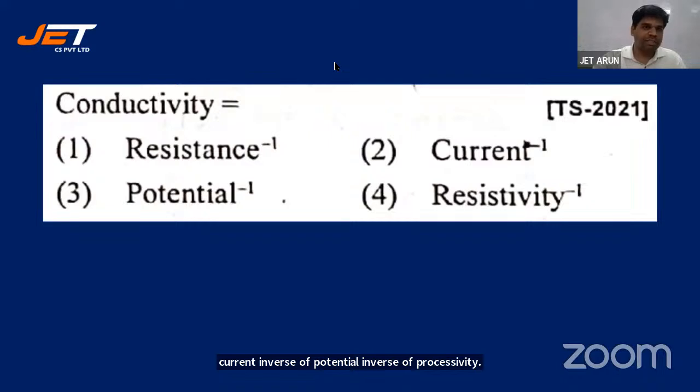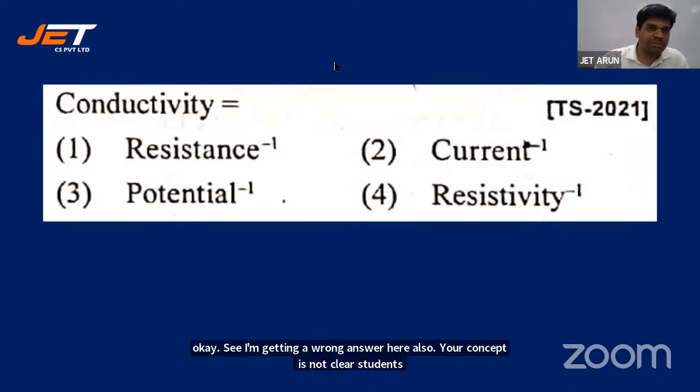Okay. See, I'm getting a wrong answer here also. Your concept is not clear, students. If you're wrong, correct it. Inverse of resistivity, 1, 1, 1. Inverse of resistance also.